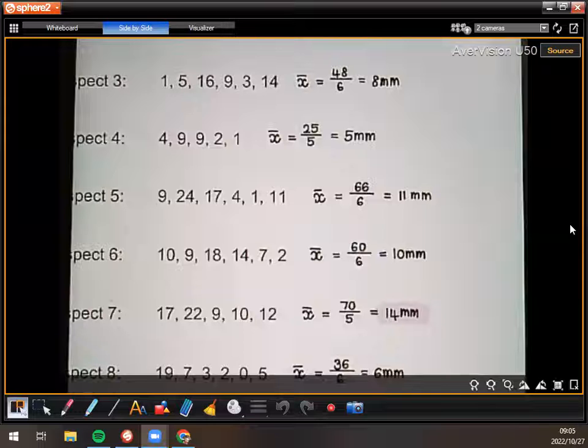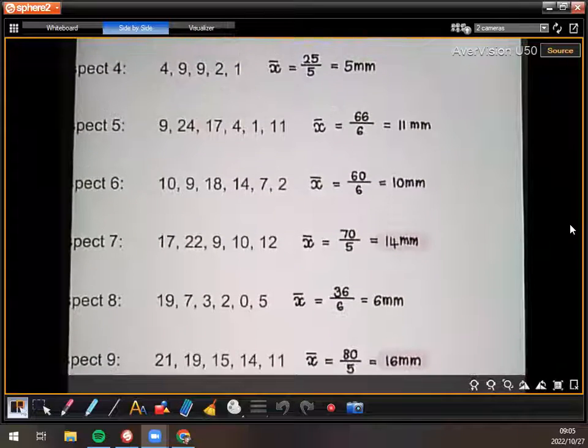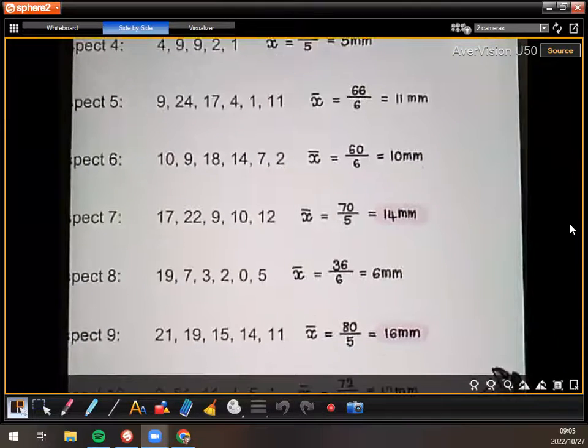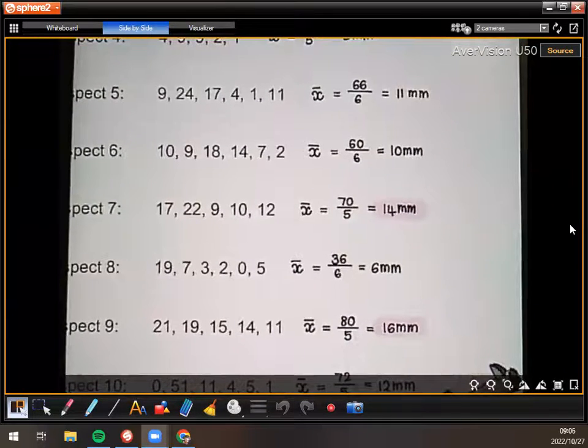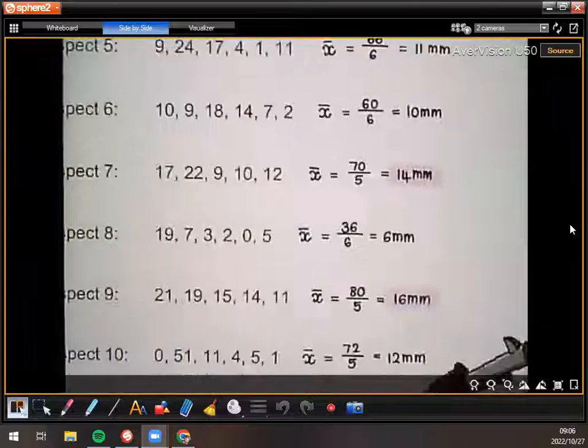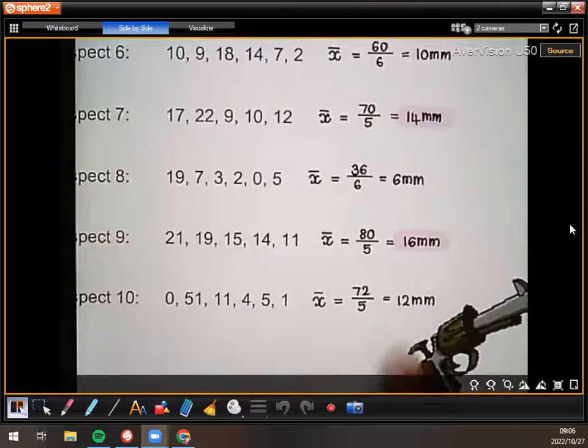Right, subject 5 was 11, subject 6 was 10, subject 7, 14. I'll explain now why I highlighted subject 7. Subject 8 was 6, suspect 9 was 16 millimeters, and then suspect 10 had an average of 12 millimeters. Okay, we'll all find those values.